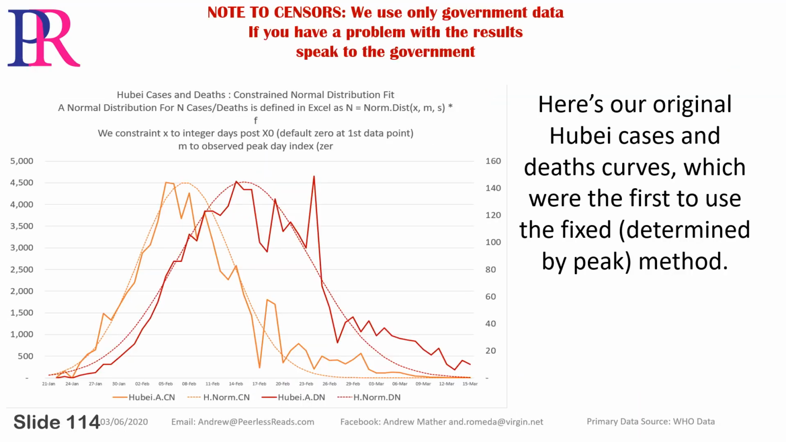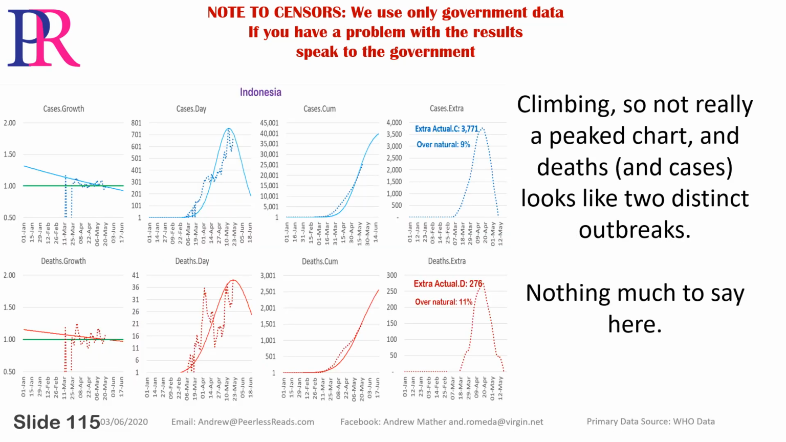Here's our original Hubei cases and deaths curves, which were the first to use the fixed, determined by peak method. Climbing, so not really a peak chart, and cases look like two distinct outbreaks. Nothing much to say here, other than it's Indonesia.